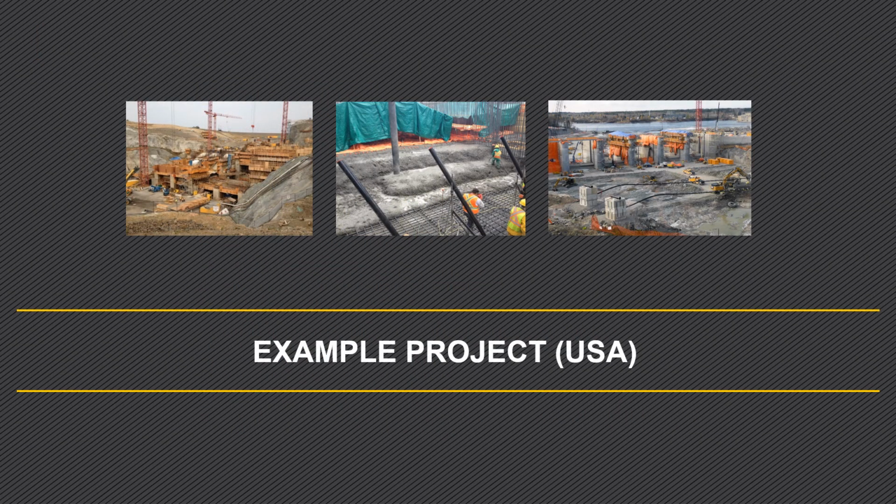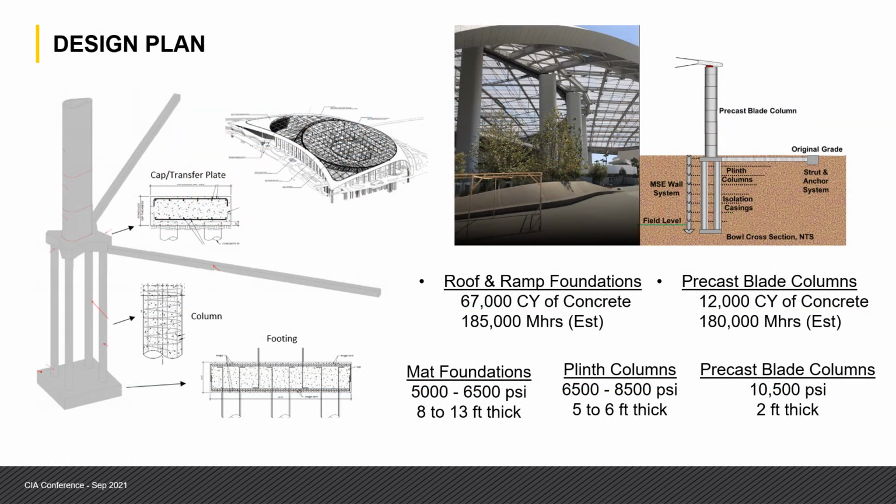In this section, I want to show you a very interesting project we did on the west coast of the United States. It was a major facility. The facility was very complex. It's actually a stadium, but it has a lot of different challenges in the design. You can see on the left side some sketches from the actual design of the different mass concrete elements. As you can see, a good amount of concrete and the dimensions here. We're talking about 8 to 13 feet for mat foundations, 5 to 6 feet thick columns, and obviously the precast blade columns in this case are a little bit thinner, but you can see it's very high strength too.